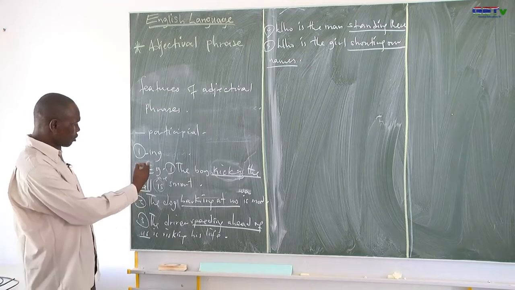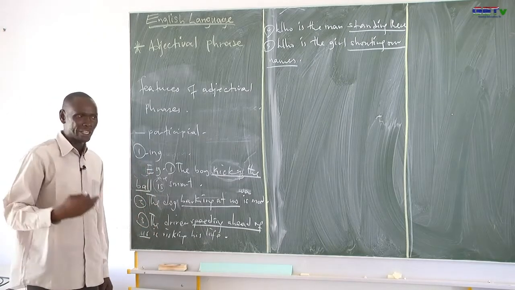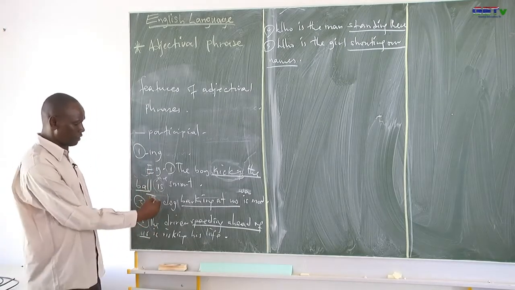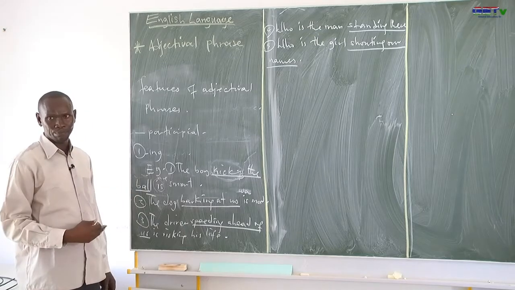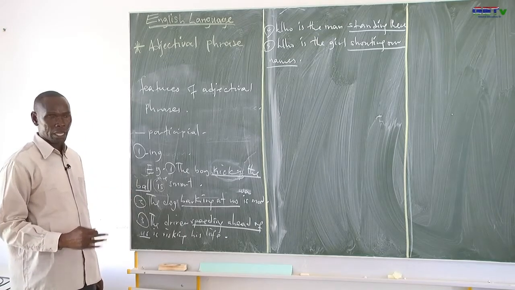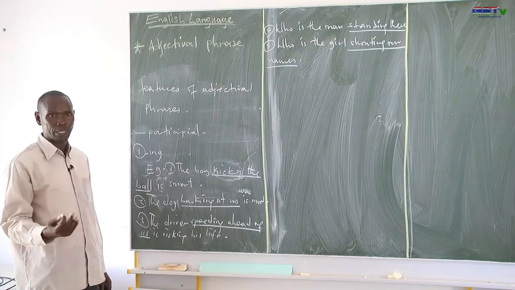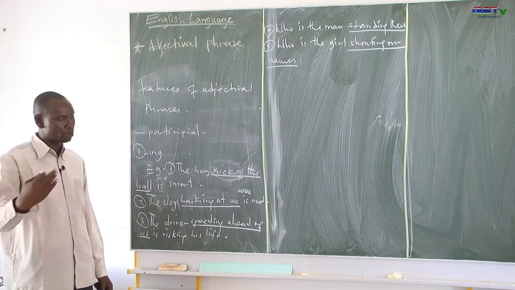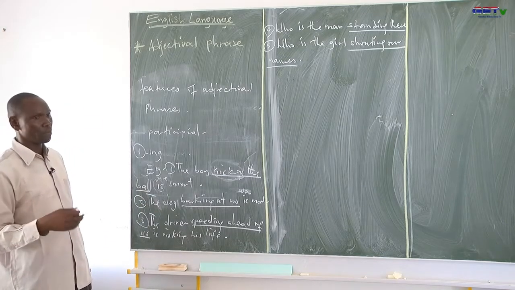So, when you look at all these examples, what they do is to qualify the noun which precedes them. As simple as that. You get the point? And you can always connect them and they will make sense. That is those that are embedded. I will come to that later as we proceed.